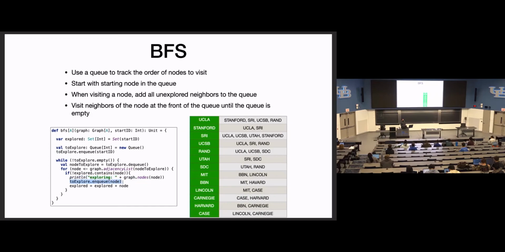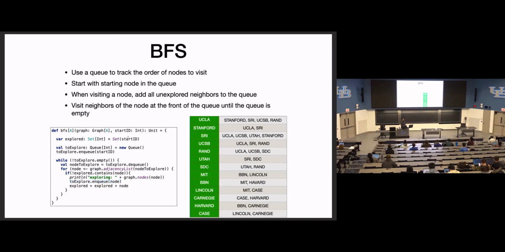We're going to mark that node as explored. Here's the syntax to add a value to a set. And we're going to enqueue that node to mark it and say, hey, when this gets to the front of the queue, explore all of the neighbors of this node that haven't already been explored.